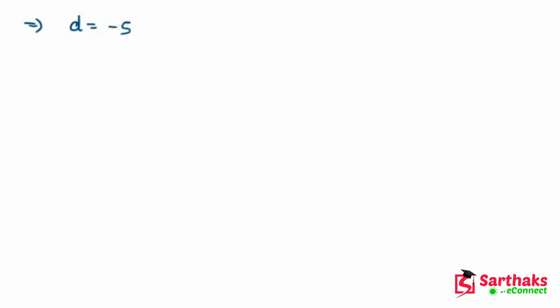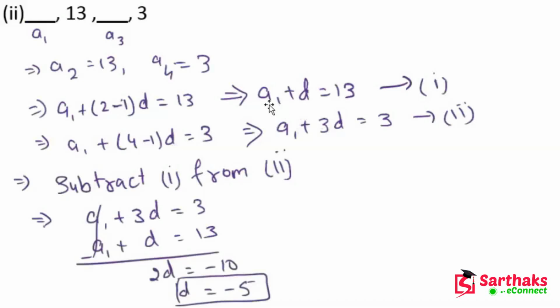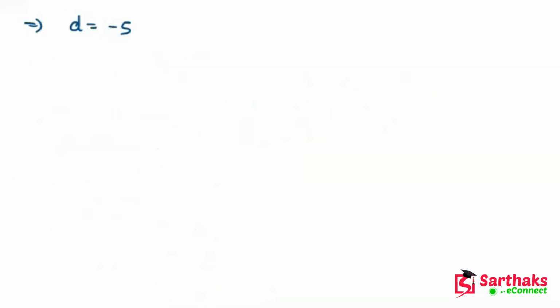Now you can put the value of D in any of the equations. Either you can put it in equation 1 or in equation 2, and you get the same value of A1. So if we put the value of D in equation 1, we have A1 plus minus 5, which is equal to 13.